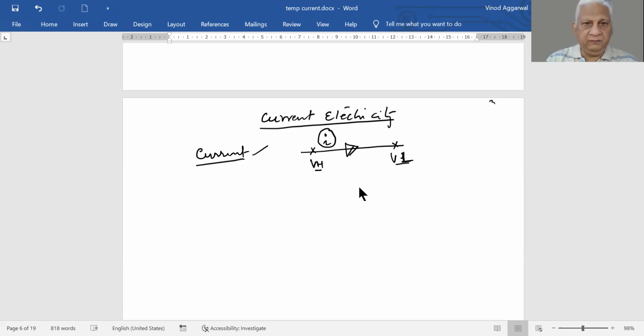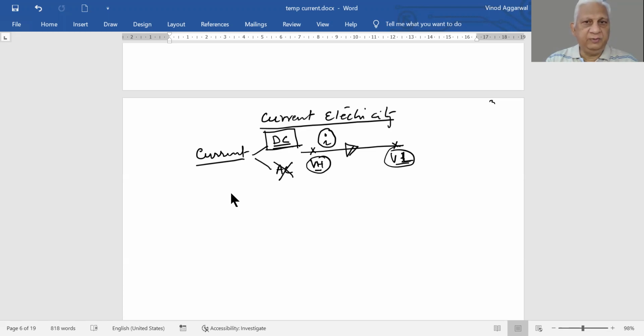Now, current is of two types. One is DC, one is AC. DC is direct current, AC is alternating current, but alternating current we will study later on. Right now, we will concentrate only on direct current. So this current is established because of difference in voltage between 2 points.